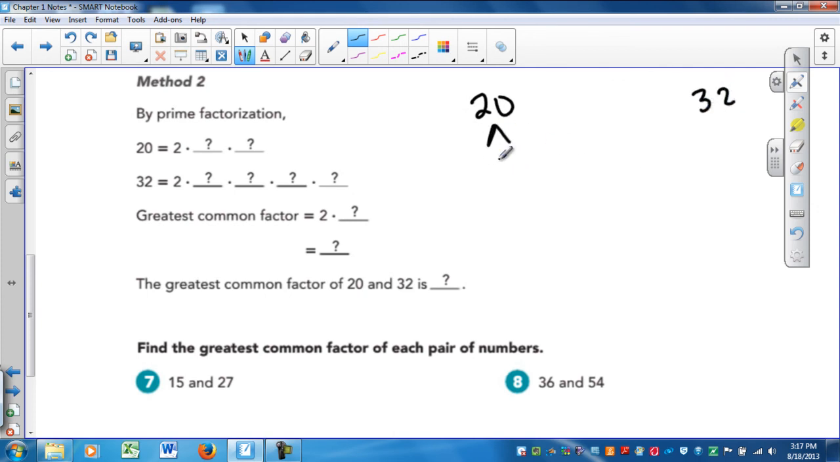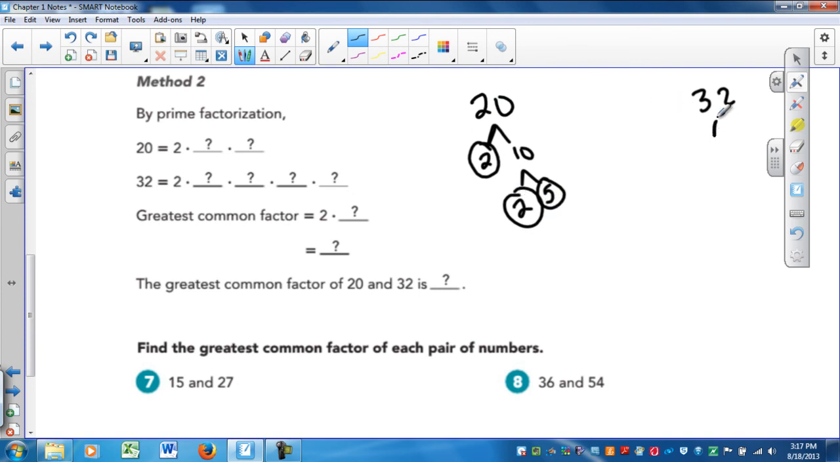What factors could I use to break this down? What two numbers could be multiplied to get 20? You could use 2 and 10. You could use 4 and 5. It doesn't matter what you use, you're going to get the same result. Then ask yourself, is either of these prime? Yes, 2 is prime. 10 can break down to 2 and 5. There you go. Now you're done. You've done your prime factorization for 20.